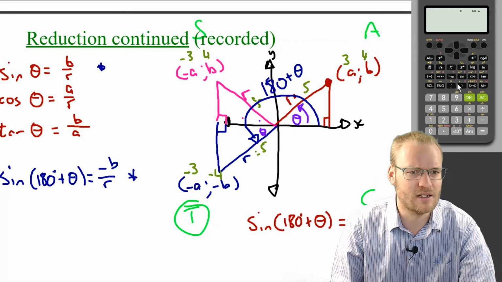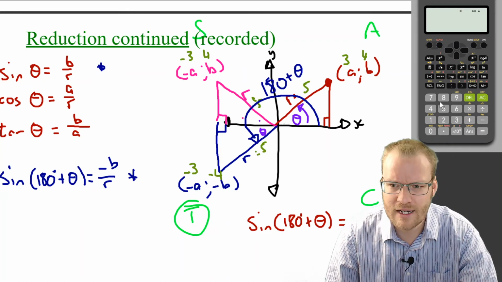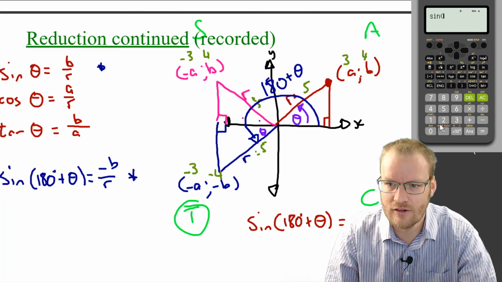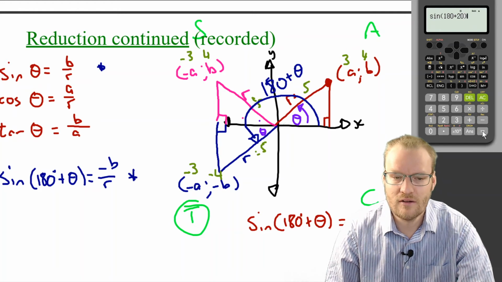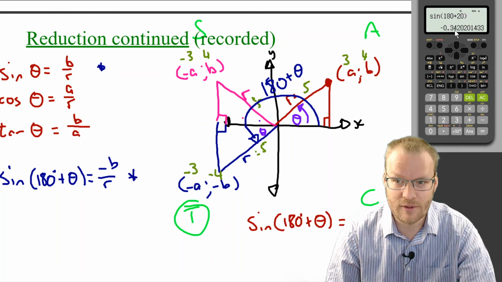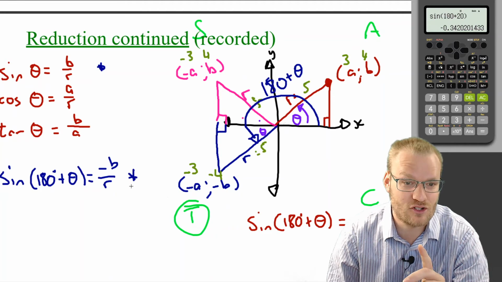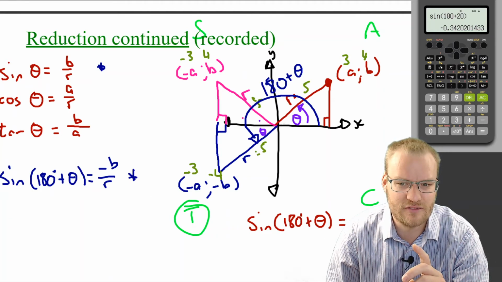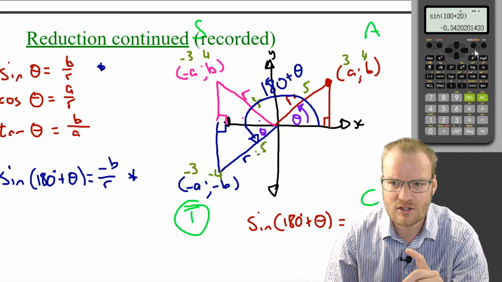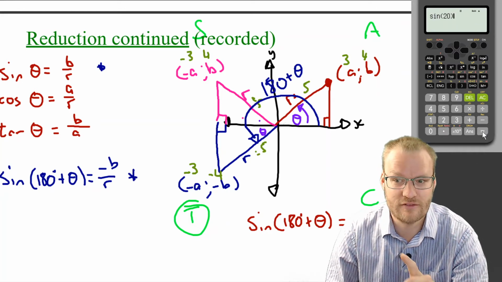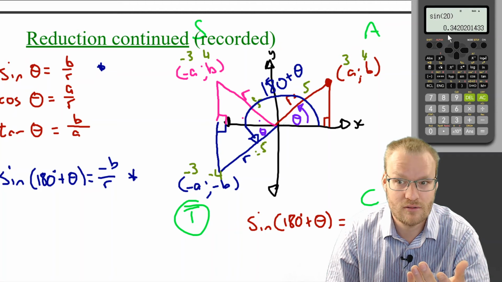Let's check it out. I've stuck with 20 each time. So I'm suggesting that sine of 180 plus 20 gives negative 0.34, and that should be the same as just negative sine of 20. Because it was minus b over r for 180 plus, and this is b over r. So, let's check it out. Sine of 20 should give the negative of that same value. Well, it's the negative of it. The previous one was negative.